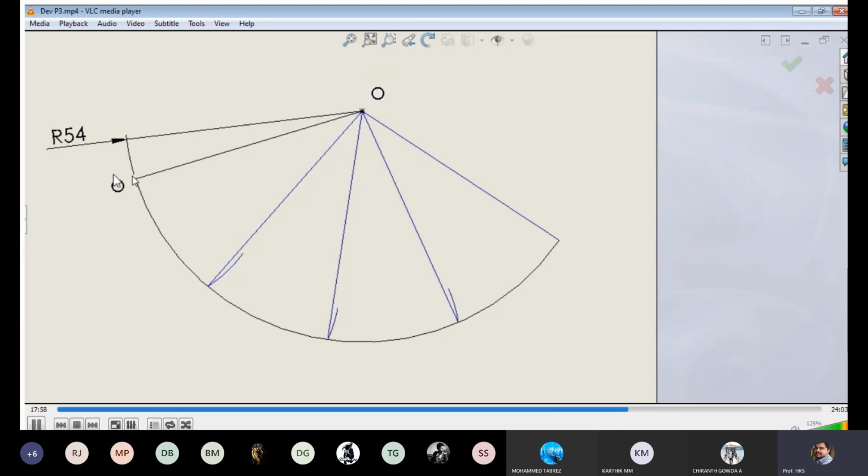Next you have to connect from this to this. You have to join them with a straight line. Since it is a pyramid, these are the base edges, that means they are straight edges, not arcs. So this arc is just for construction. Later you have to draw a line from A to B, then B to C, and C to D, and D to A.